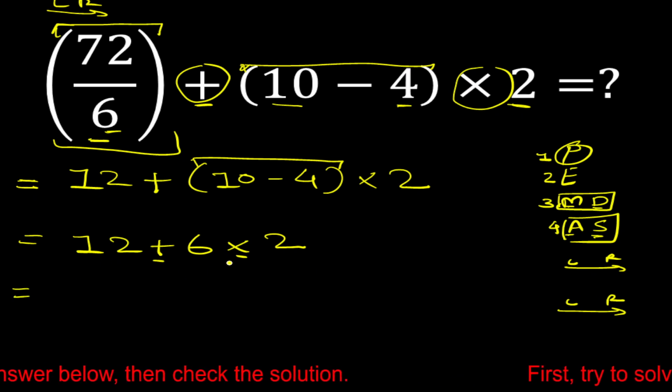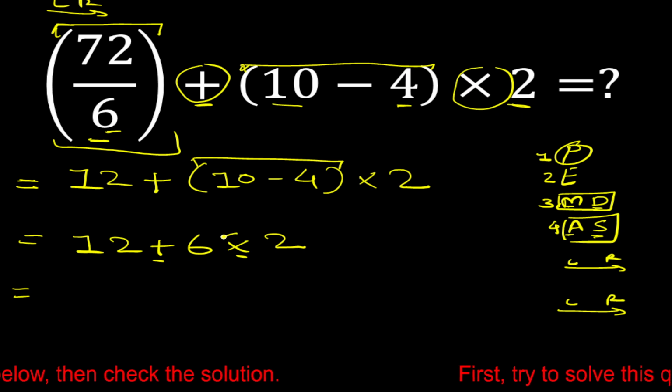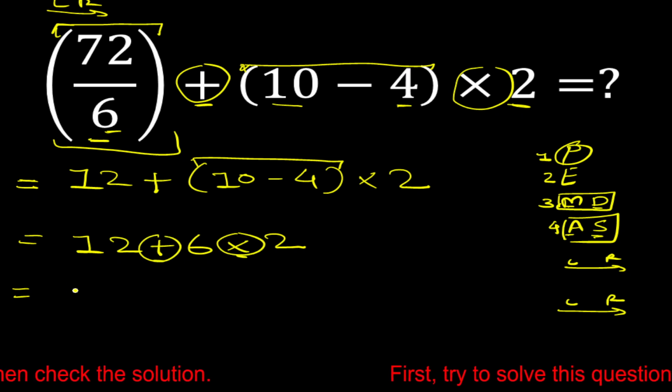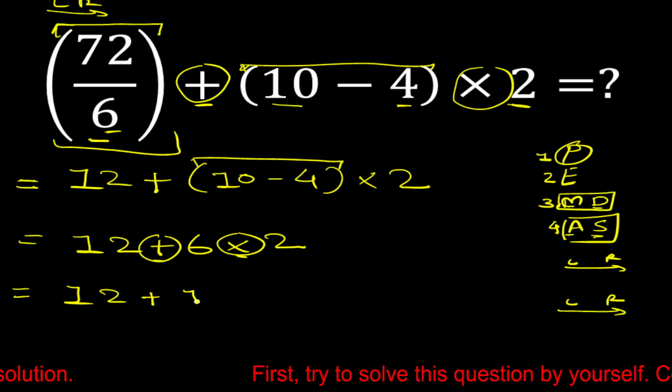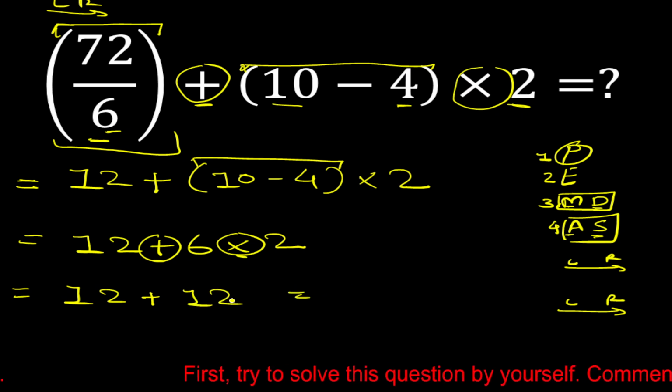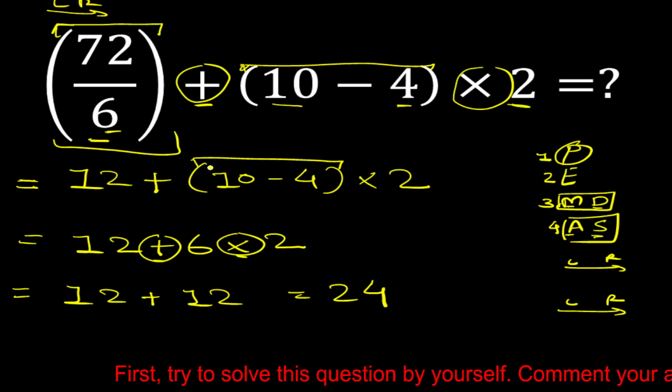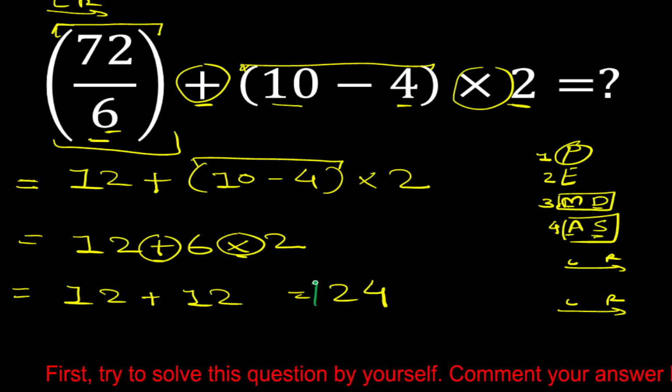Now here is one addition and one multiplication. So first priority is multiplication, then we have to solve addition. So 12 plus, now 6 multiply 2 is equal to 12. So 12 plus 12 is equal to 24. So 24 is the correct answer.